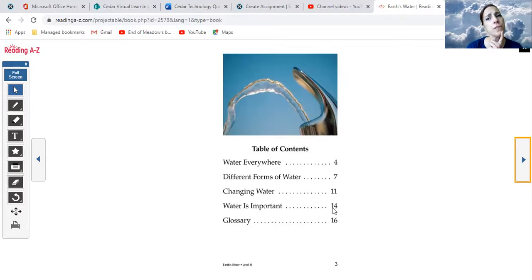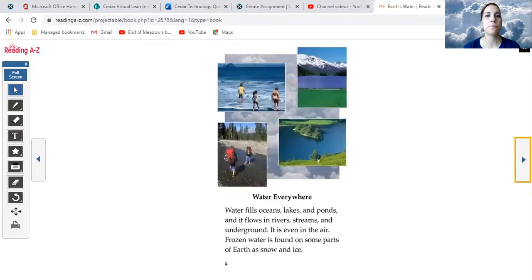What was that focus question again? Oh yeah, why is water important? Where could I find it? Oh, looks like I could find it on page 14. And then we already saw the glossary, which gives us some definitions of the words that we're going to read, and that's on page 16.